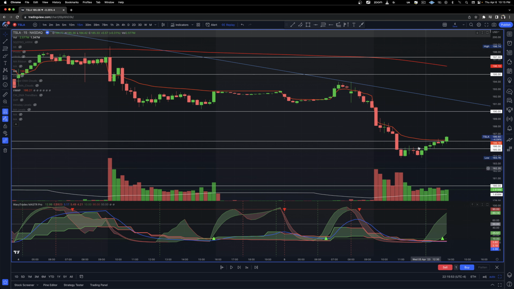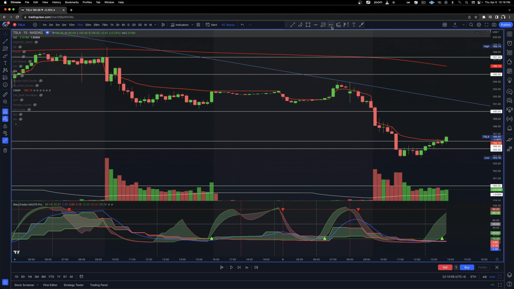So when Tesla cracked back up, this presents a trade opportunity, with a stop right above that breakdown low, the top of that breakdown candle. Why? Because the secondary momentum popped up. That's how you use this indicator.